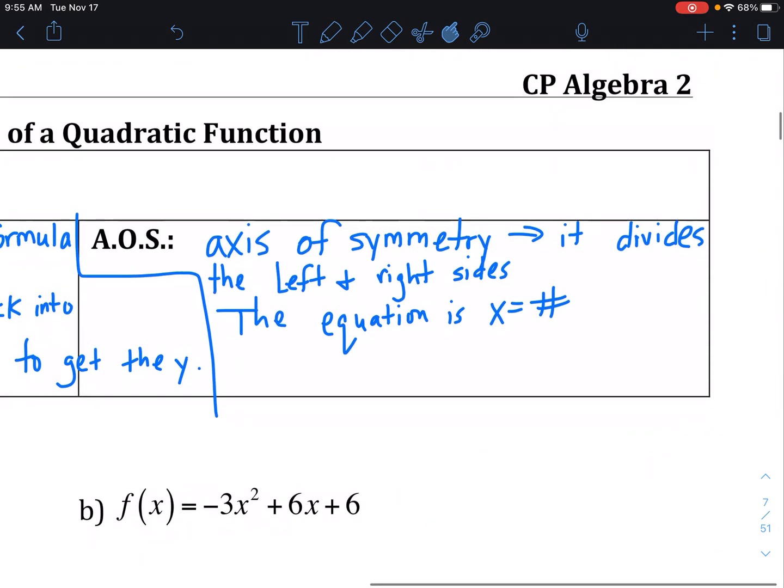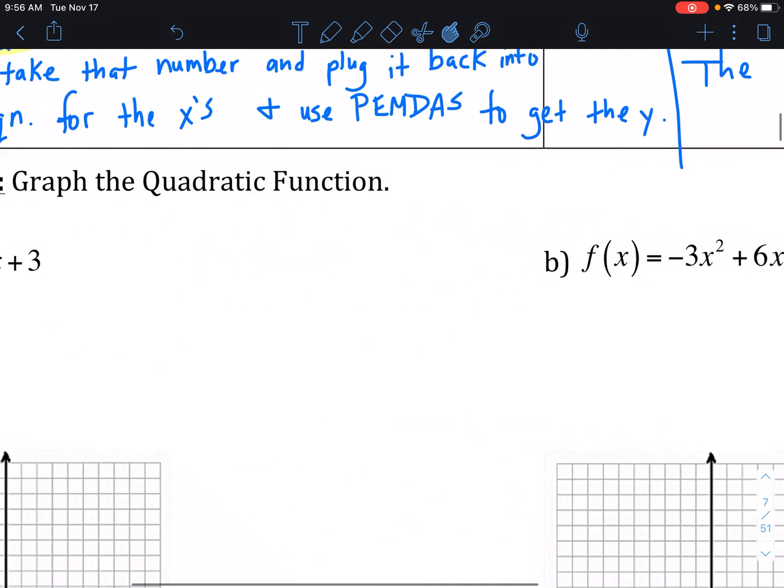The AOS, remember, stands for axis of symmetry. It divides the left and right sides. It's just an invisible guiding line to help you get mirrored points later on. It doesn't ask for the equation, but just a reminder, if it asks for an equation, it's x equals a number, whatever the x value is in your vertex. So remember, AOS directly relates to the vertex because it must pass through the vertex every time.